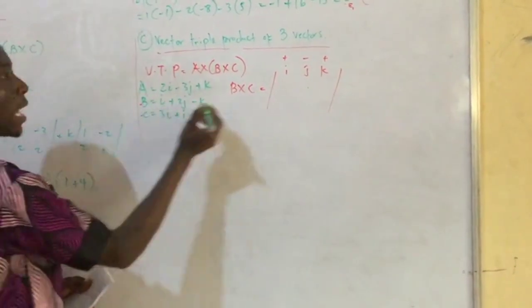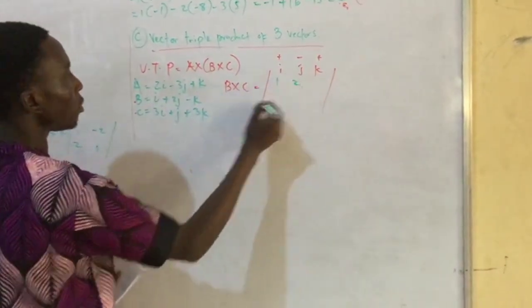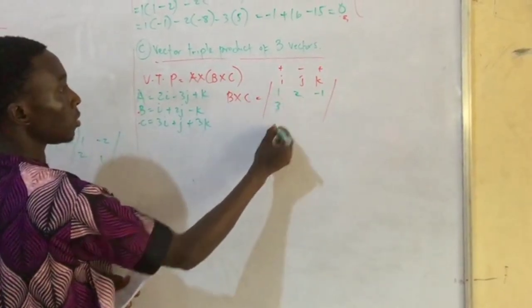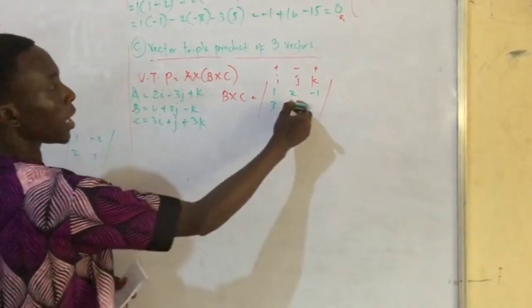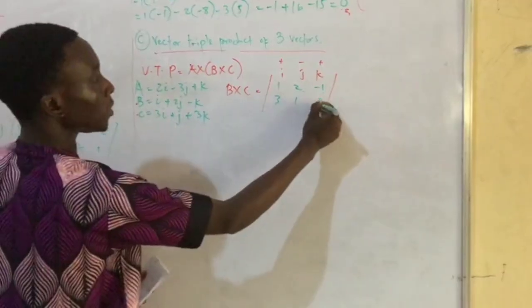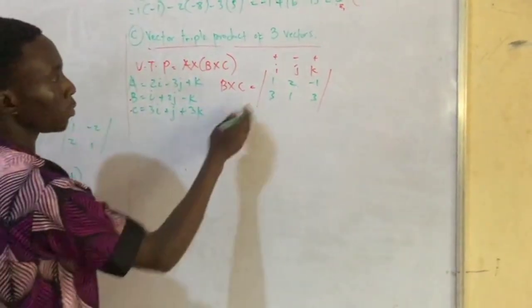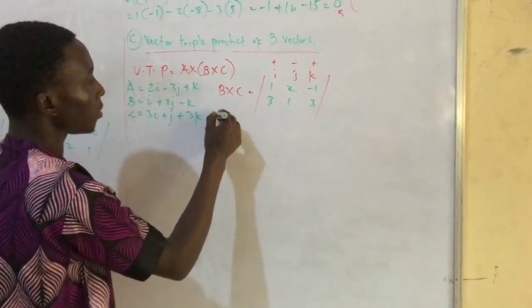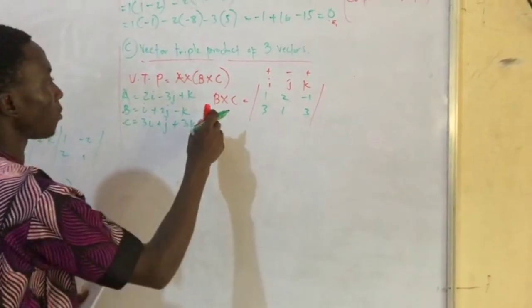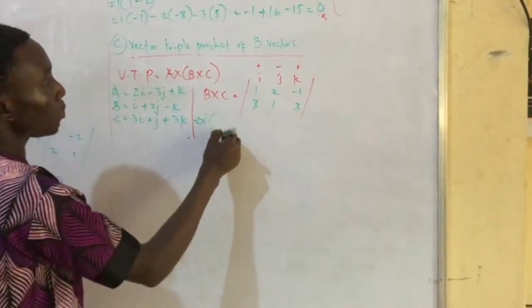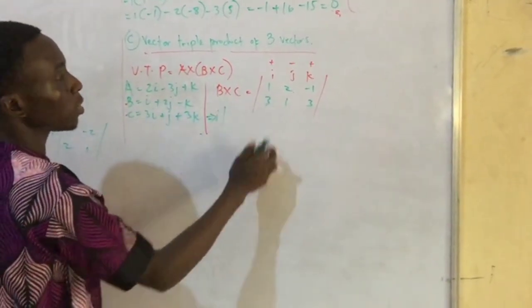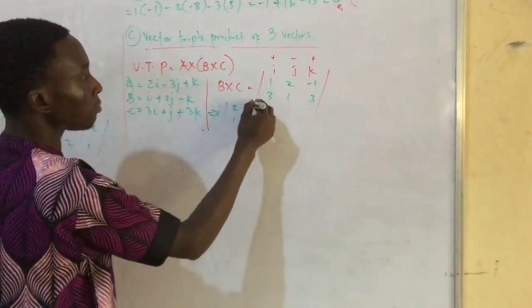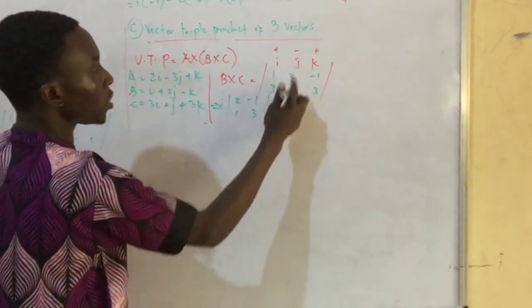Then for B here, for the i part we have 1, for the j part we have 2, for the k part we have minus 1, and for the C part we have 3 for the i part, 1 for the j part, and 3 for the k part. So what are we doing here now? We apply the determinant rule. So here we say i into brackets, and let's do the determinant rule. So this goes out, this goes out. We have this here: 2, 1, minus 1, 3.